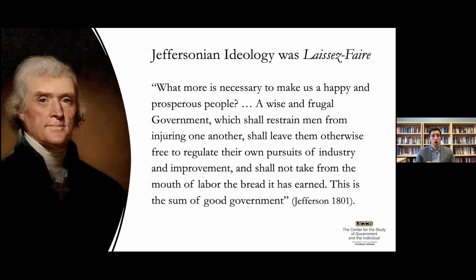So Jefferson called for limited government. He didn't want to empower the national government. He wanted it to be limited. He called for laissez-faire economic policies. He said in his inaugural address, "What more is necessary to make us a happy and prosperous people? A wise and frugal government which shall restrain men from injuring one another, shall leave them otherwise free to regulate their own pursuits of industry and improvement, and shall not take from the mouth of labor the bread it has earned. This is the sum of good government."